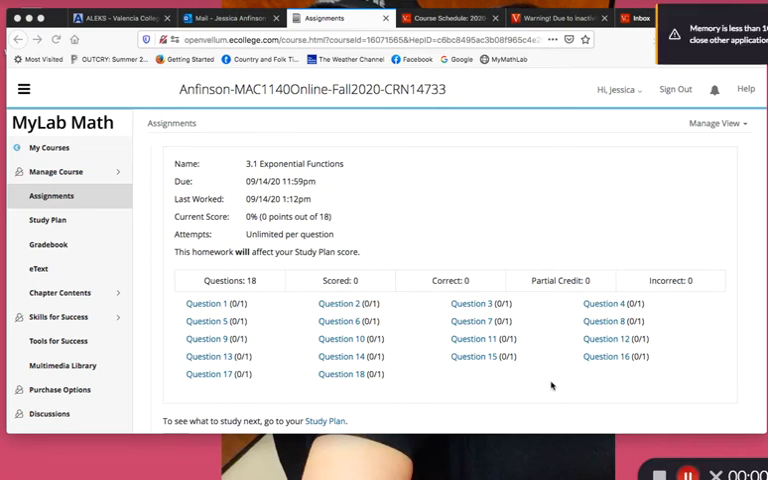I wanted to make this video to show you an example of how you can graph exponential and logarithmic functions in MyMathLab. It's a little tricky, so let's take a look. So let's pick a problem that's pretty common, number 11 here in the 3.1 exponential functions section I've assigned.